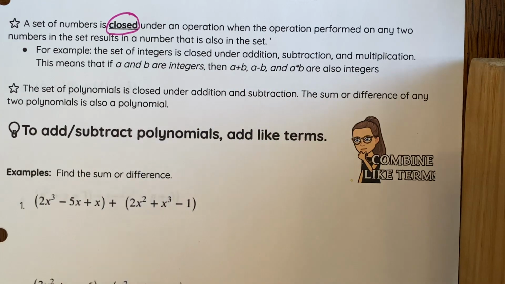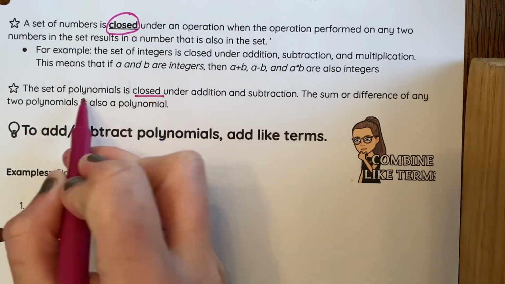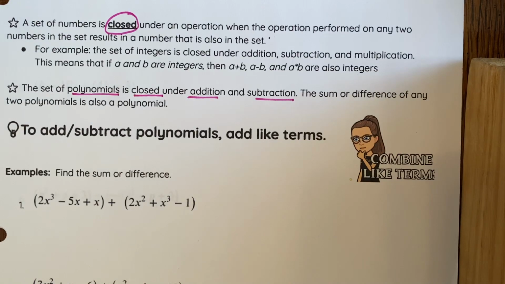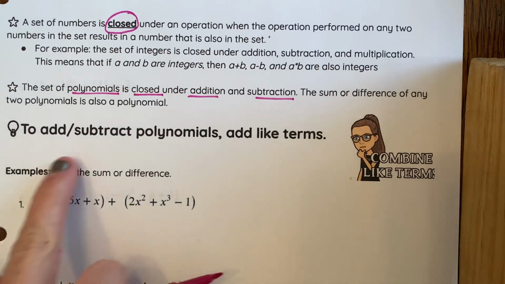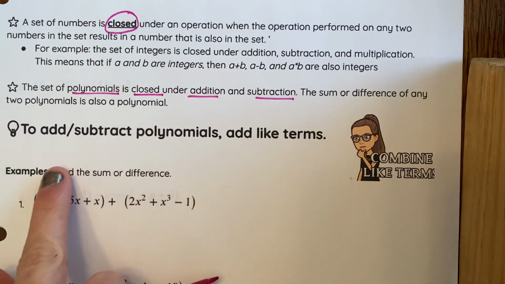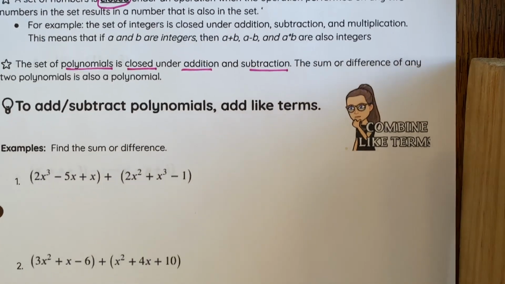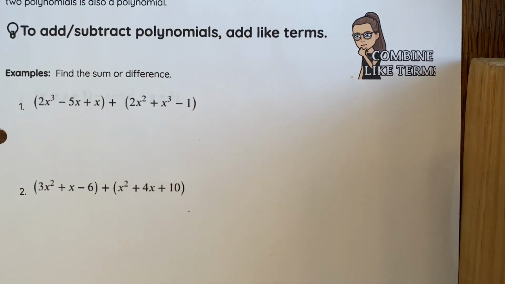So the same thing, polynomials are closed under addition and subtraction. The sum and difference of any two polynomials is also a polynomial. So this is our main idea right here, our big idea: to add or subtract polynomials, you're going to add like terms. Okay, so we're going to move right into the first example here.